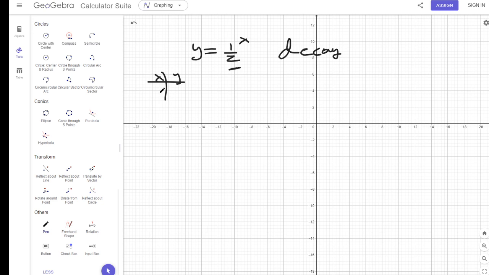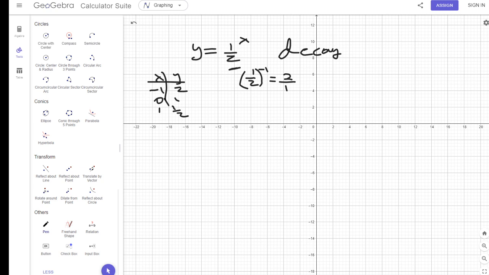Choose values for x. Let's do -1, 0, 1. See what happens. So if I take -1, plug it in, guys, you got 1/2 to the -1. That basically means you have to flip it, so you get 2. Take 0, plug it in. What's 1/2 to the 0? 1. What's 1 plugged in? 1/2 to the first? It's going to be 1/2.